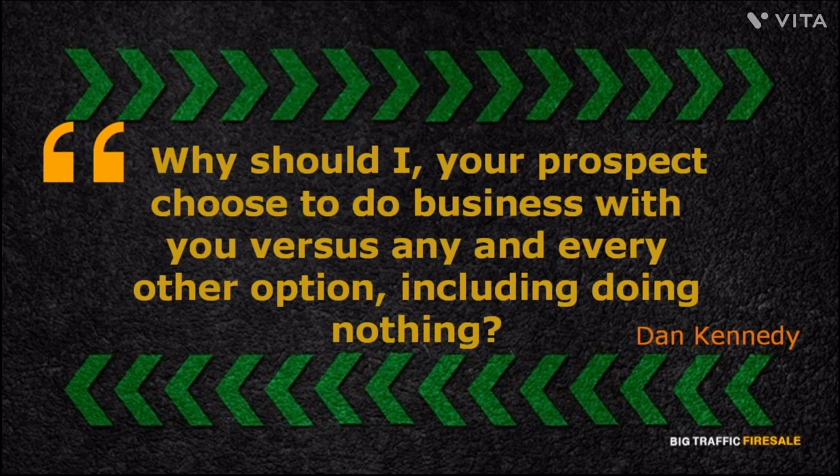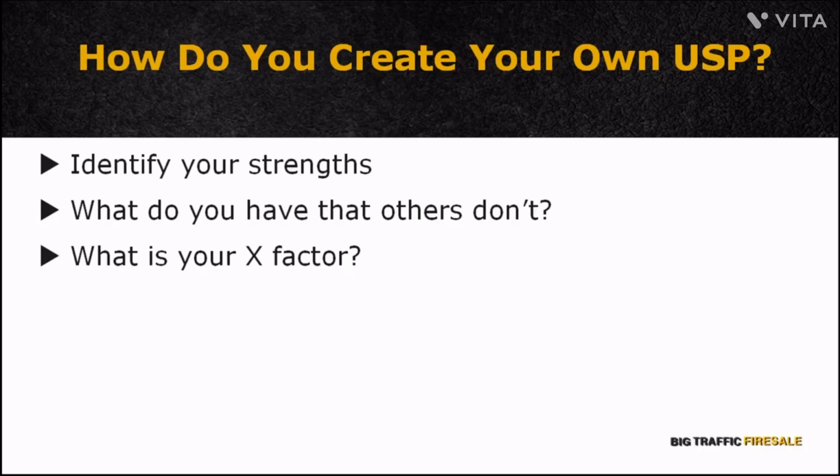A powerful USP that everyone will surely realize is fresh, hot pizza delivered in 30 minutes or less guaranteed. This USP originates from Domino's Pizza, which they applied to create a billion-dollar company. So it leaves us with the most vital question: how do you create your own USP?